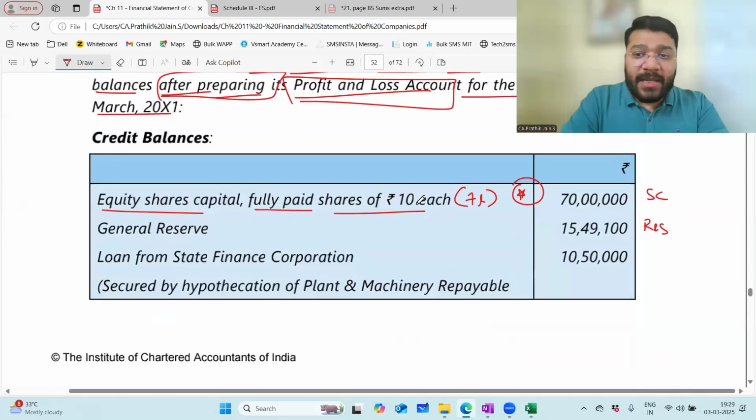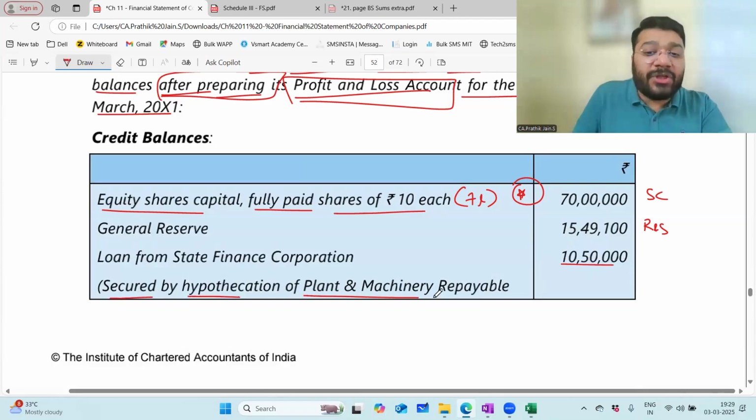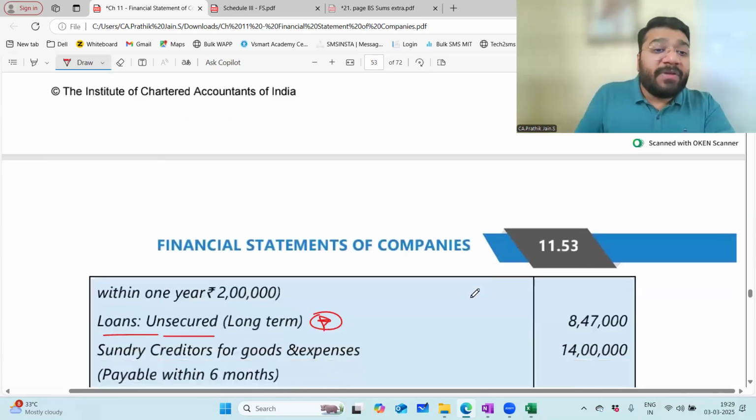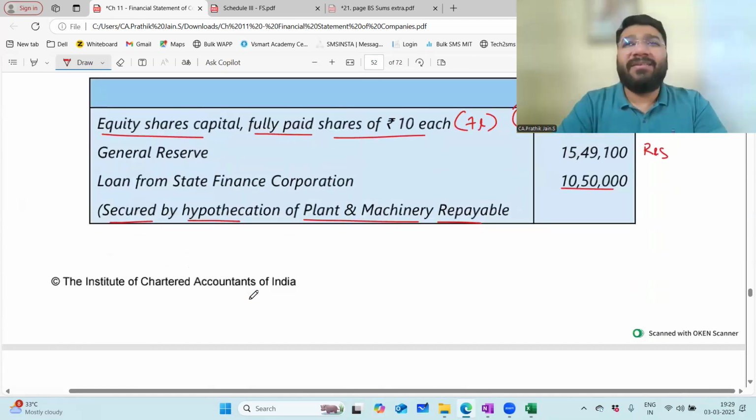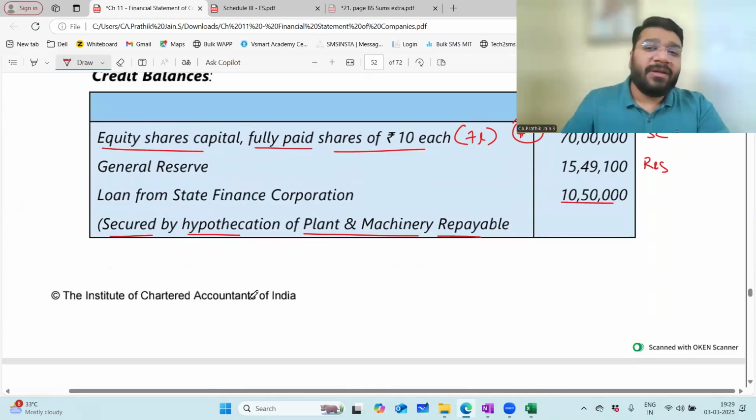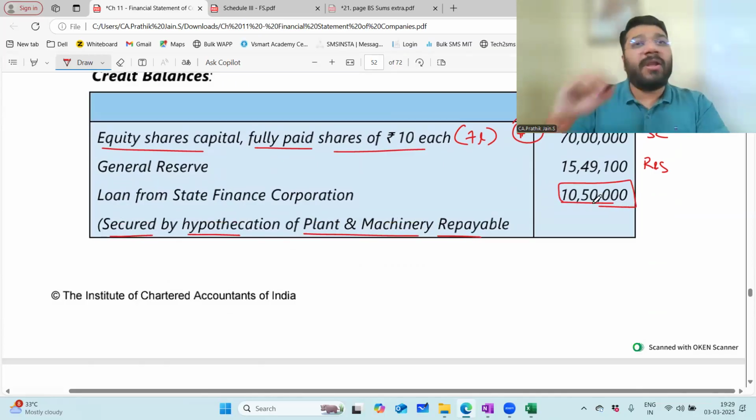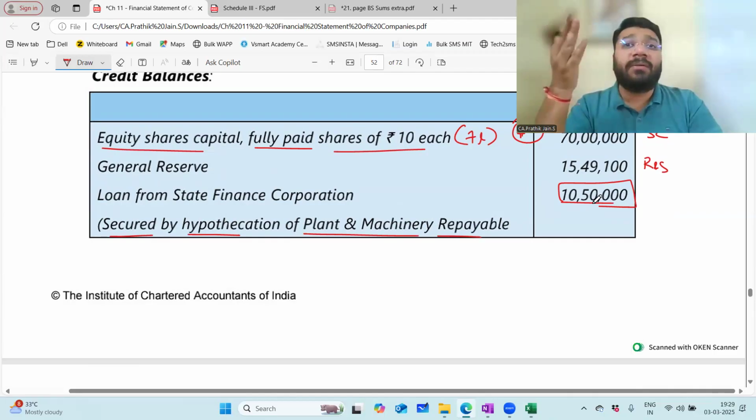Yes, so let's come back again. Loan from State Finance Corporation 10,50,000 secured by hypothecation of plant and machinery, repayable within 1 year, which is 2 lakh rupees. So 10 lakh 50,000 you'll record in the long-term borrowings. Yes. 10,50,000, what will you do? Long-term borrowing? Short-term or long-term?